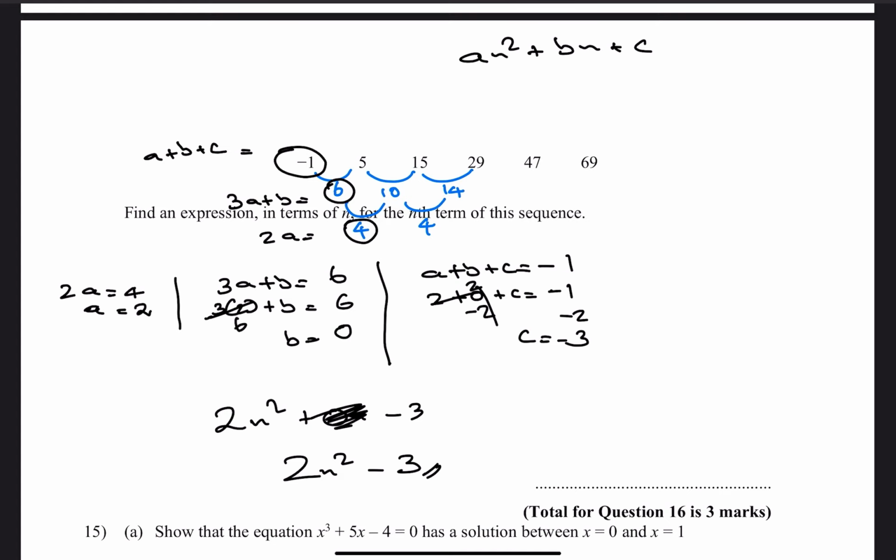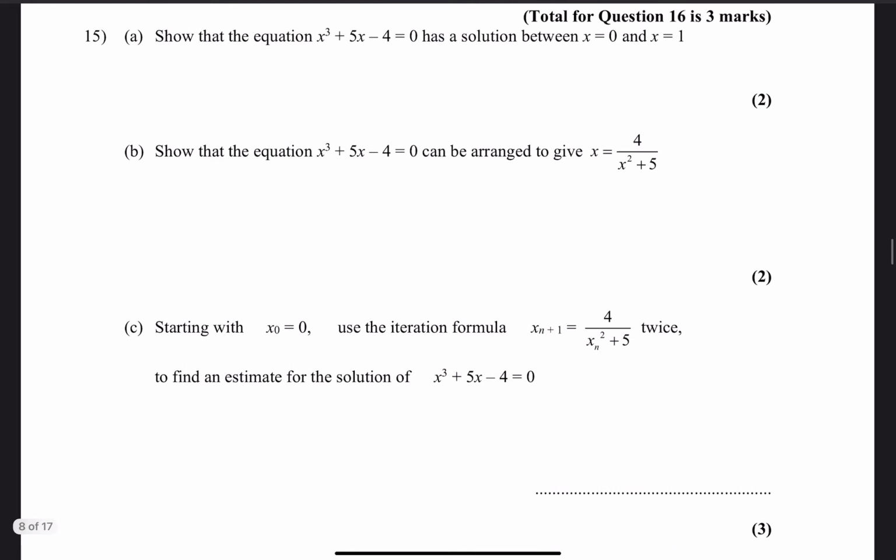Moving on. Last one. Iteration question. Show that something has a solution between this and that. Before you do this, it's a 2-mark question. You must make sure it is equal to 0. Good, it is equal to 0. Otherwise, you make it equal to 0. Okay. It has to be equal to 0. If it's not, you have to make it equal to 0. Okay. It's equal to 0, so we are fine.